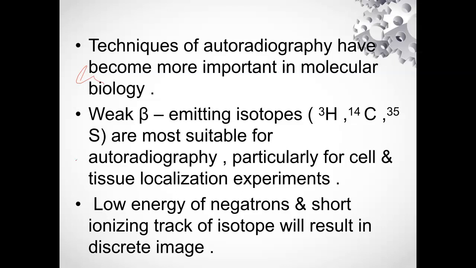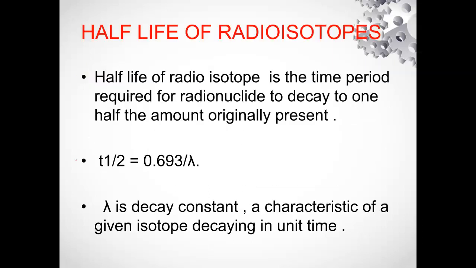So these techniques of autoradiography have become more important in molecular biology. The weak beta-emitting isotopes like hydrogen, carbon-14, and sulfur-35 are mostly suitable for autoradiography, particularly for cell and tissue localization experiments. Low energy of negatrons and short ionization track of the isotope will result in a discrete image that can be visualized. So, in summary, autoradiography employs the techniques of radio-labeling. So those elements or molecules that are radio-labeled can now be visualized using autoradiography.